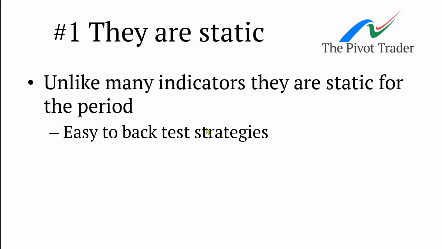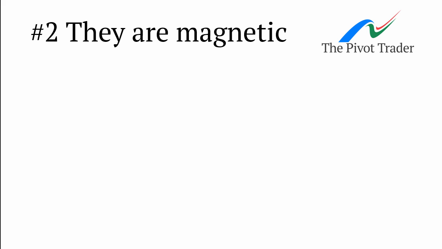Unlike moving averages, for example, which are moving, this makes back testing and testing strategies, if you're using pivots, easy to do, because you know that that pivot would have been there at the time, and you're not relying on the fact that the moving average moves as the day goes on. They're easy to build statistics on because of that, as I've said.